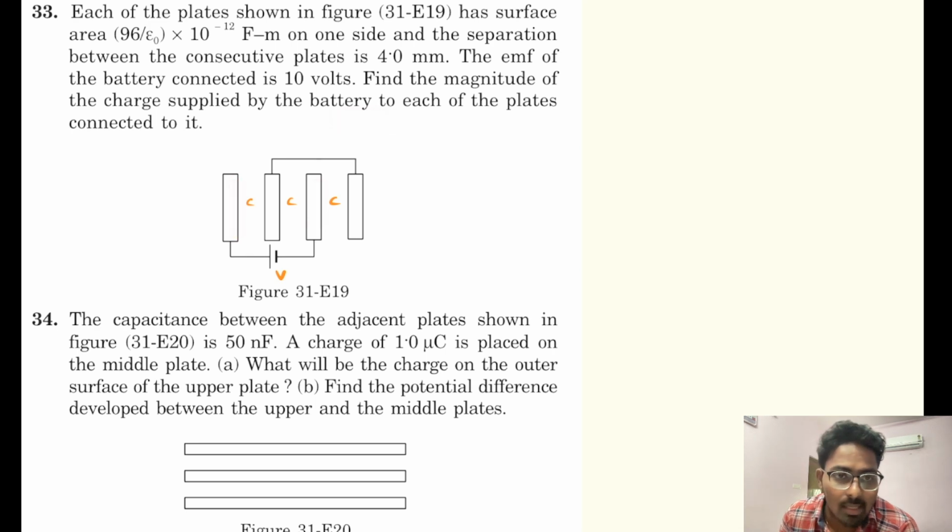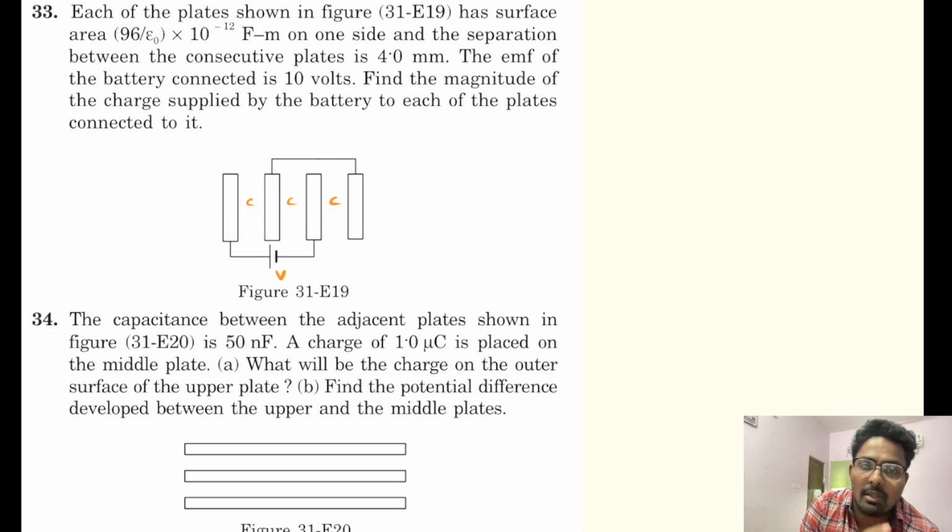Obviously initially no charge is given, so the charge on each plate earlier is 0 and the final charge on all the plates should also be 0. But now whatever distribution can take place, how can it take place? Through the battery, some charge can flow from here to here or from here to here. But charge cannot jump from this plate to this plate, or this plate to this plate.